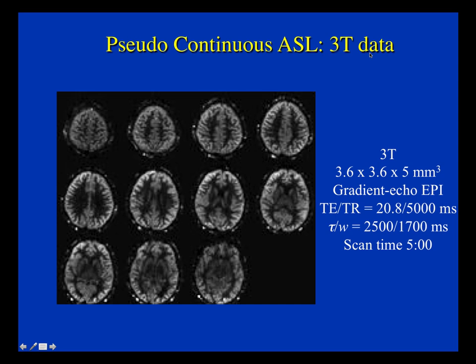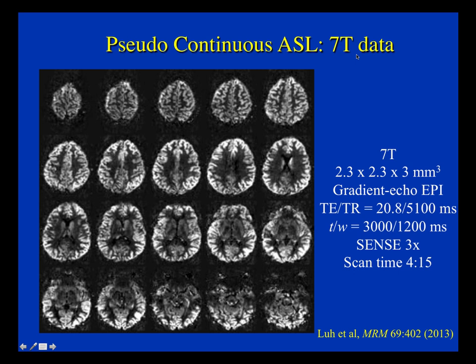So here's an example of pseudo-continuous ASL at 3 Tesla. We see good gray matter signal at resolutions around 3.5 millimeters in a scan time of 5 minutes. We have also extended this technique to 7T, but 7T was a little bit problematic because of the off-resonance effects. We had to acquire additional calibration data to correct for off-resonance effects. But once you do all the corrections, you can see that you can get good images at 7T. These were again resolutions of 2.5 to 3 millimeters in about 4 minutes.